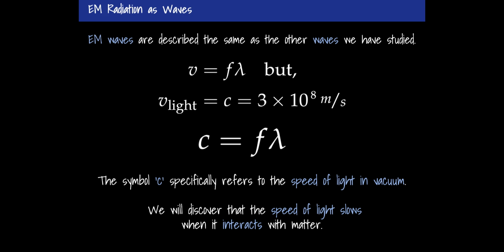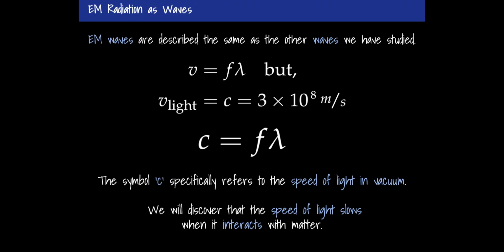Electromagnetic waves follow very much the same mathematical rules as waves on a rope, waves on the ocean, waves of sound. It's all waves, waves, waves. And so an equation that you are already familiar with, because we've talked about sound waves, is that the speed of a wave is equal to its frequency times its wavelength.